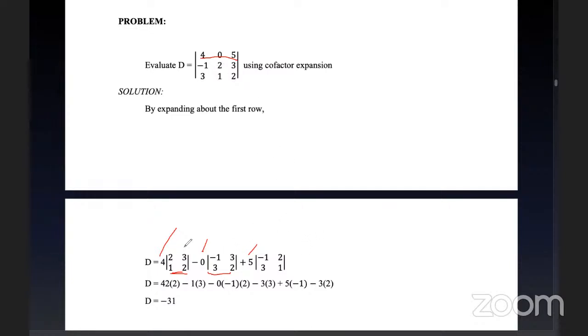So pagdating dito, since naka 2 by 2 na siya, naka second order na siya, mas madali mo na siyang ma-evaluate. So, ganito lang yun. So 2 times 2 is 4 minus 1 times 3. Ganun lang yun. And anong nangyari sa 4 na to? So basically, yung 4, multiply natin yan sa difference na to.